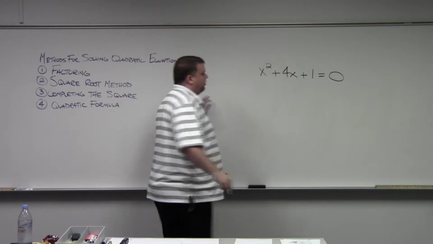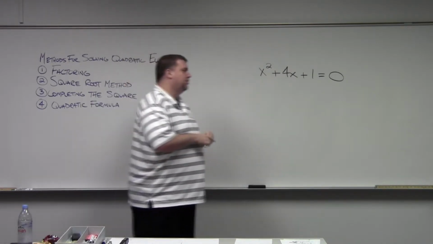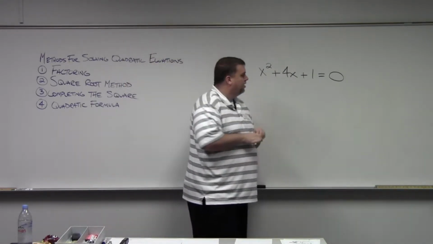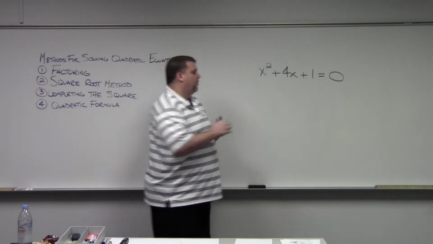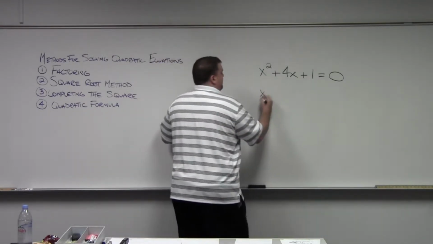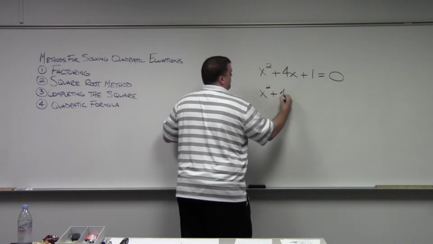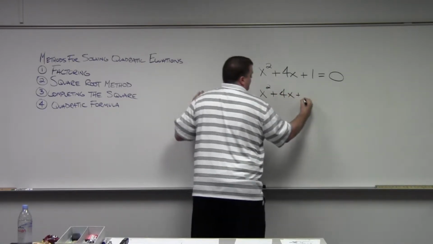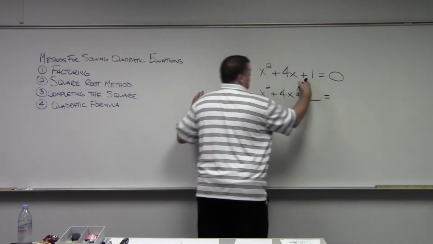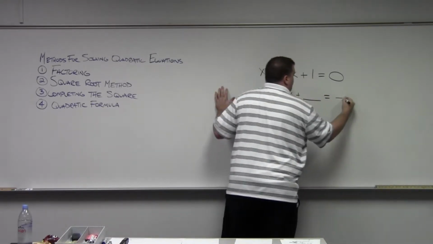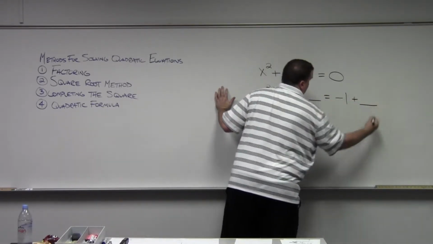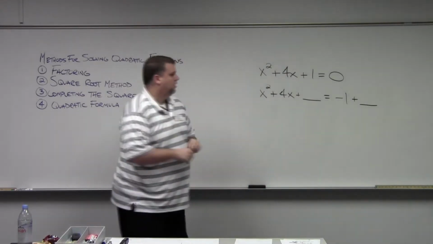Completing the square is usually the least favorable one, the one that involves the most work. It has to be set up in a certain way. All your x's have to be on one side, and we're going to leave a little space here. I'm going to move this positive 1 over to the other side. We're also going to add a space there.